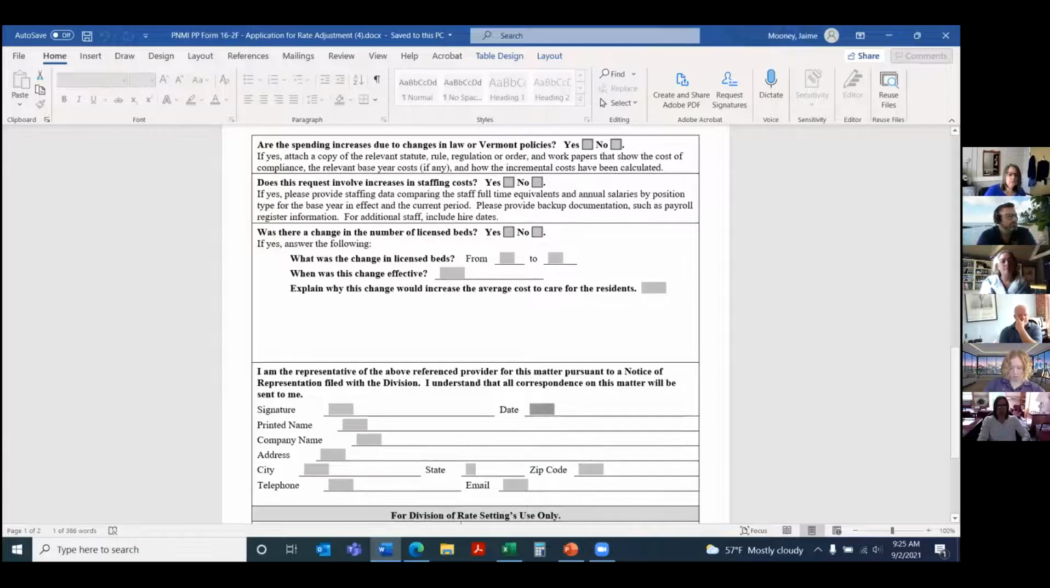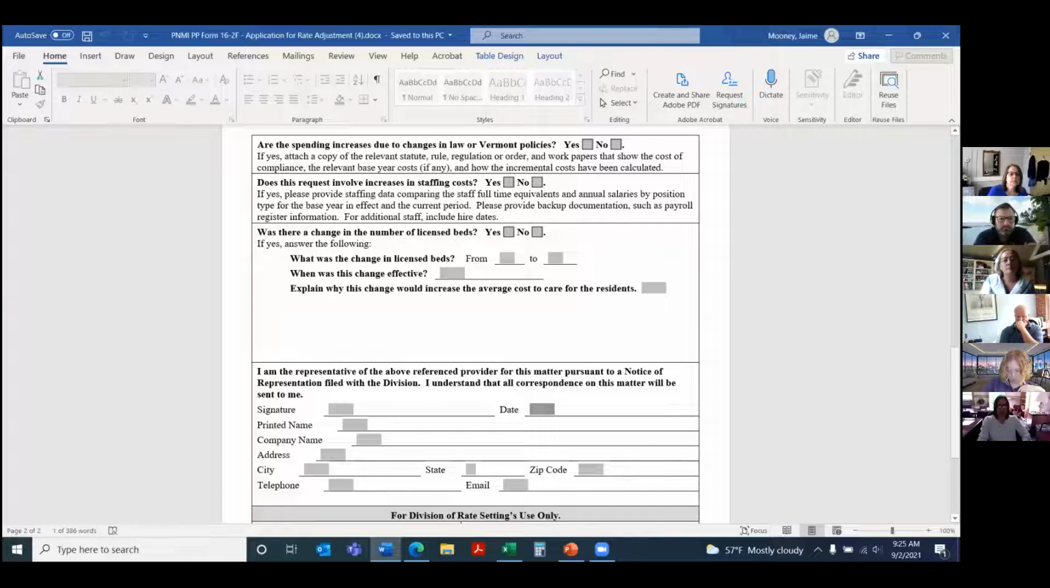So the next section is, are the spending increases due to changes in law or Vermont policies? And if the answer is yes, we would ask that you attach a copy of the relevant law, relevant statute, rule, regulation, order, and work papers that show the cost of compliance, the relevant base year cost, if any, and how the incremental costs have been calculated.